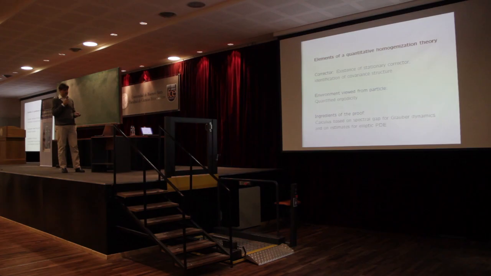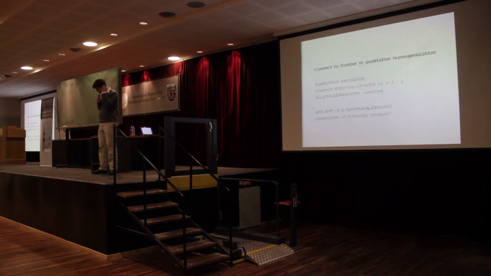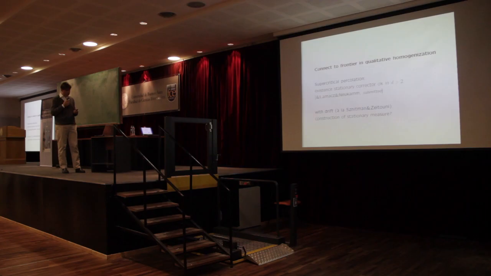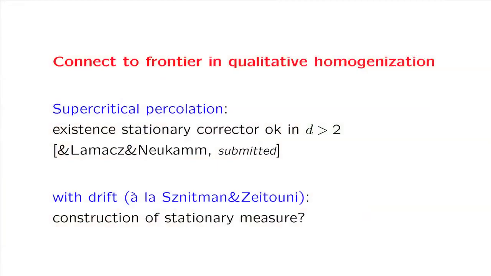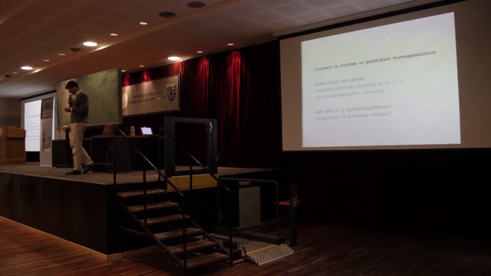But of course, what I would like to do in the future is see that these tools also work for the problems you might be more interested in. So for instance, the case of supercritical percolation, and there we think, and we have done it for a somewhat simplified model as a preprint, that, for instance, the existence of a stationary corrector in dimensions strictly larger than 2 can also be obtained by the same type of methods in this more subtle situation.